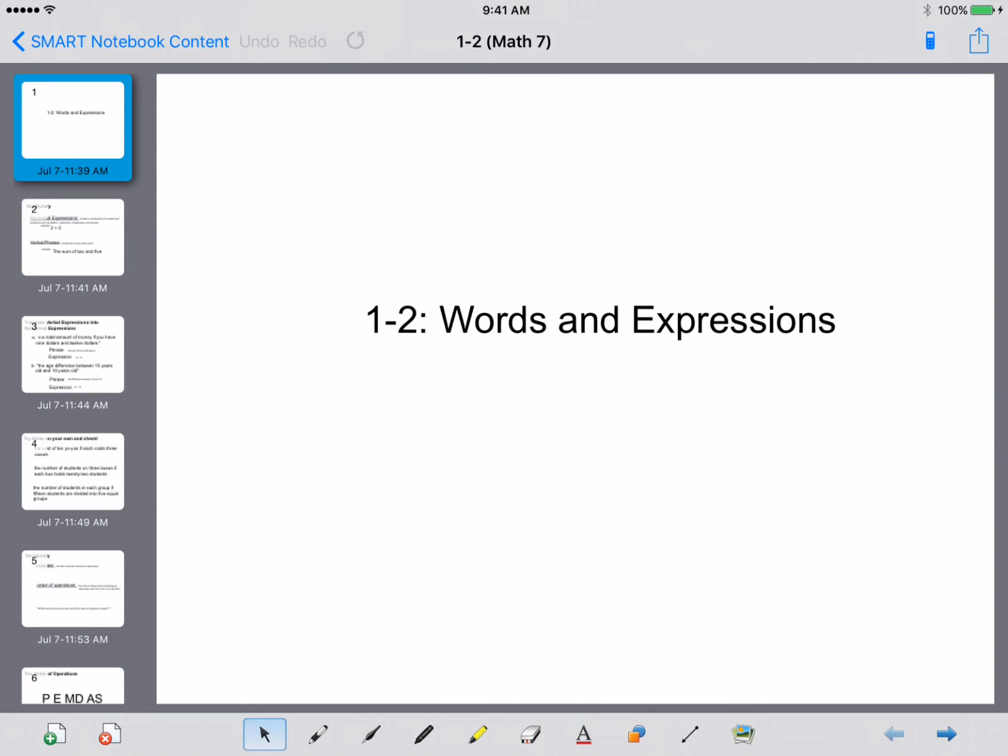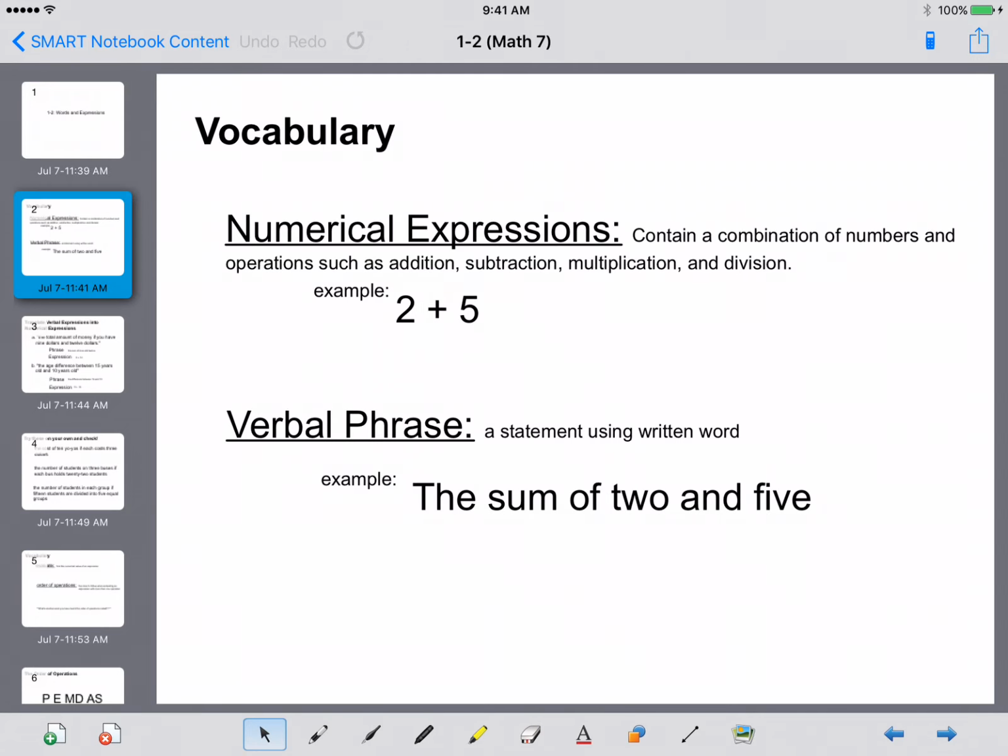Hello and welcome to Chapter 1, Lesson 2, Words and Expressions. The first thing we need to know is some vocabulary words here for our lesson.